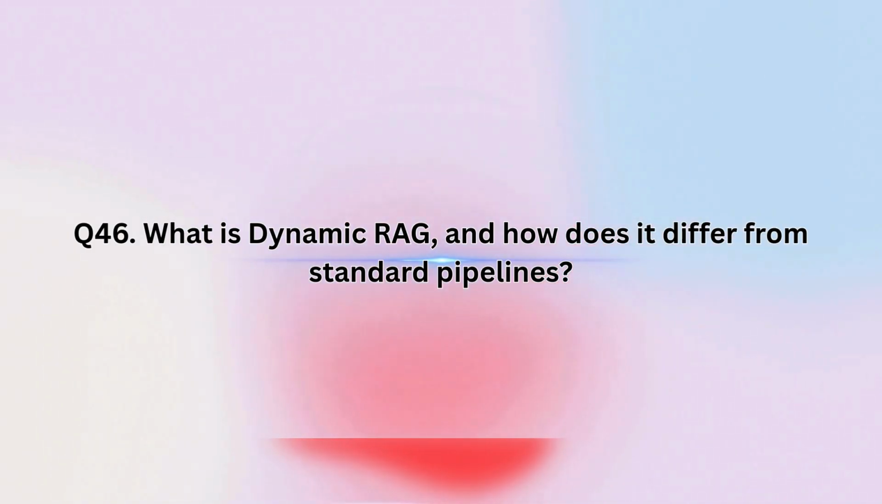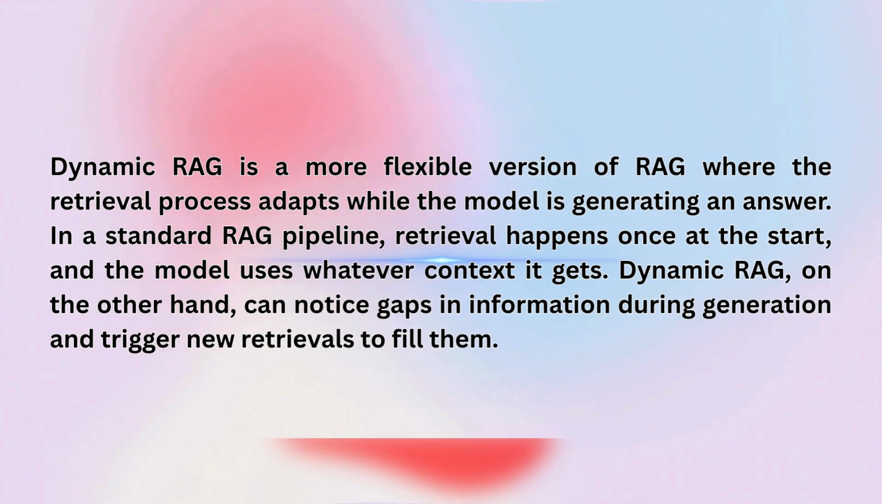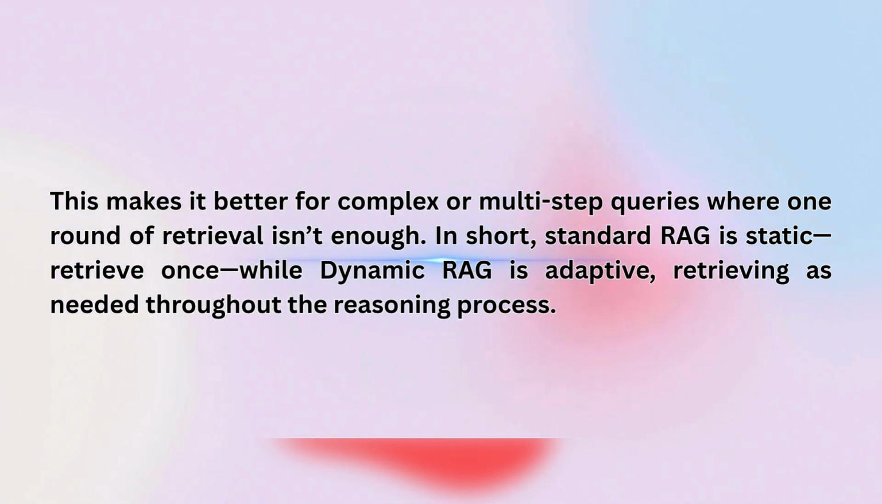What is dynamic RAG, and how does it differ from standard pipelines? Dynamic RAG is a more flexible version of RAG, where the retrieval process adapts while the model is generating an answer. In a standard RAG pipeline, retrieval happens once at the start, and the model uses whatever context it gets. Dynamic RAG, on the other hand, can notice gaps in information during generation and trigger new retrievals to fill them. This makes it better for complex or multi-step queries where one round of retrieval isn't enough. In short, standard RAG is static, retrieve once, while dynamic RAG is adaptive, retrieving as needed throughout the reasoning process.